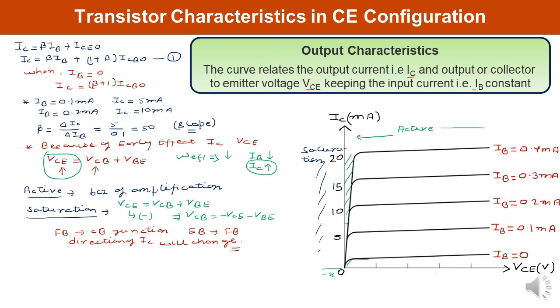Now you can see this particular area. Active region number 1 I have explained, saturation number 2 I have explained, but there is also some saturation portion which is positive over here. In this particular case, you can see the value of VCE is very small. So when the value is very small, if you are calculating VCB, the reverse bias potential, you write VCE minus VBE.